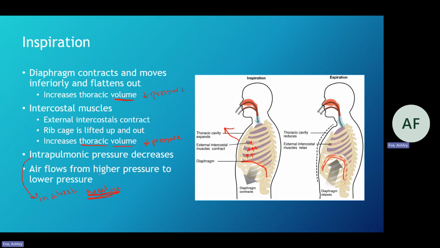So air is going to flow from higher pressure, which is going to be atmospheric, to lower pressure, which is going to be inside the lungs because you've decreased your pressure. So air is going to go from high to low. You've increased the volume of your thoracic cavity, meaning you've decreased the pressure. Air is going to go into your lungs.